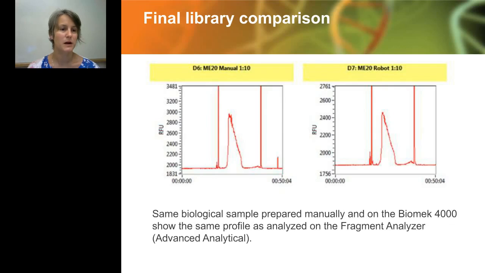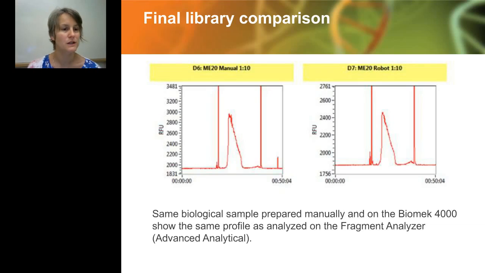For this experiment, we did compare the same exact biological sample prepared either manually or on the BioMek 4000. And here I'm just showing the library prep profile of that. The profile of the HaloPlex libraries is a little broader than the NEB libraries, and so this range is anywhere from about 150 to about 600 base pairs.